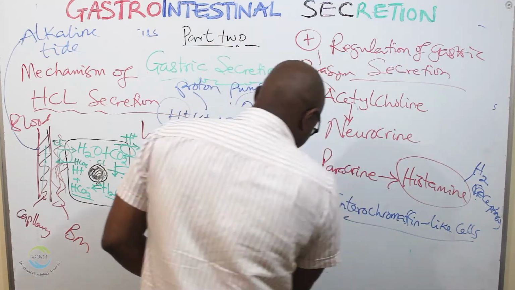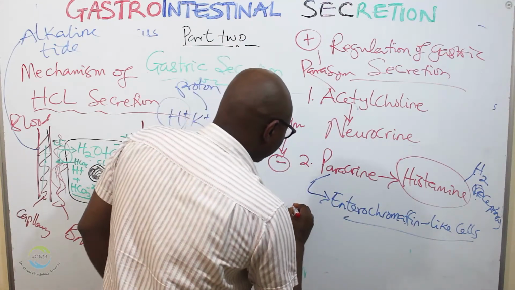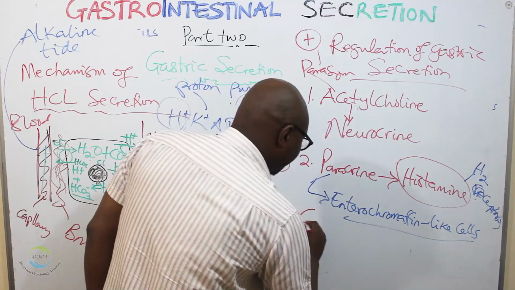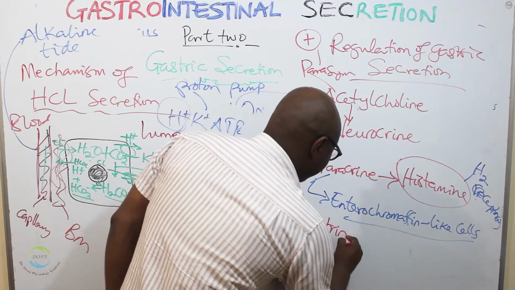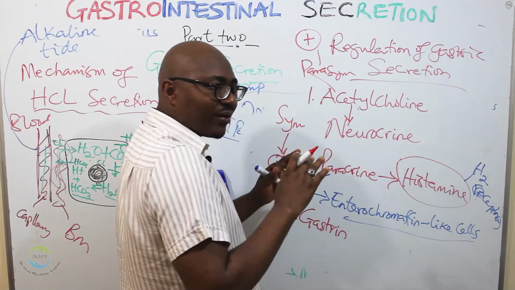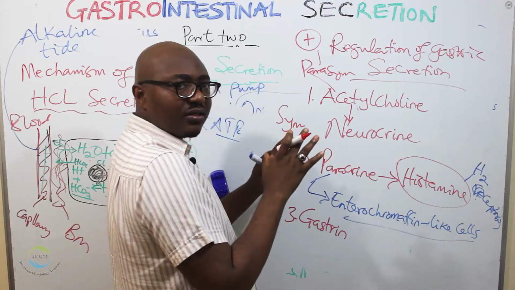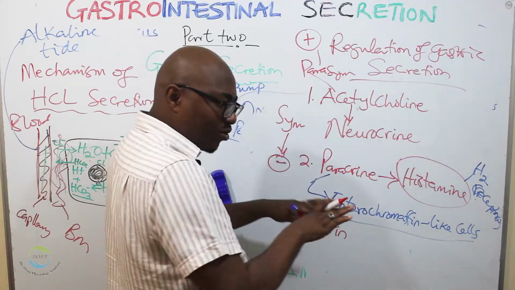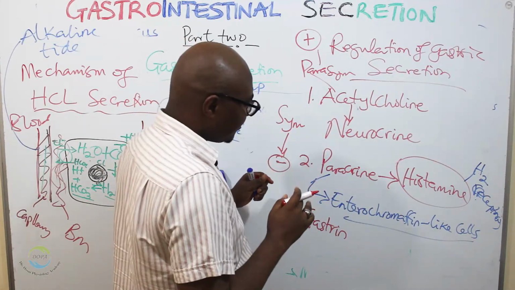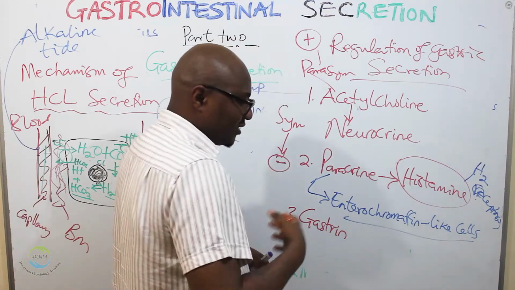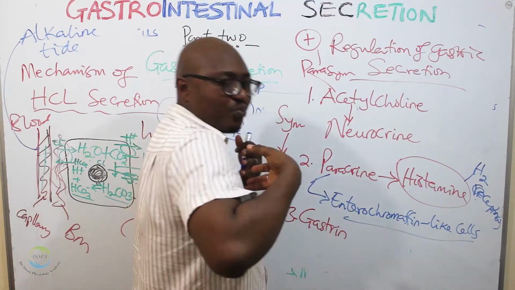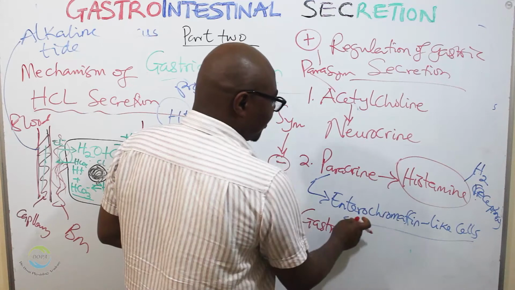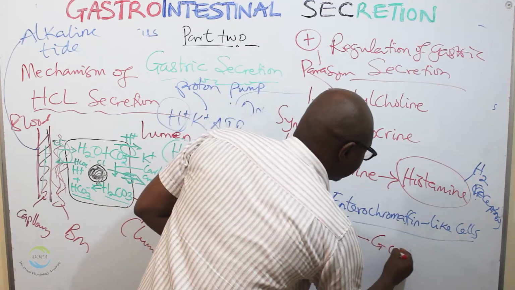So, number 3, what stimulates the regulation? You have gastrin, secreted by the G cells in the stomach, but not directly onto the parietal cells. It secretes into the blood, then it circulates and comes to influence the parietal cells. Okay? So gastrin secreted by the G cells promotes acid secretion.